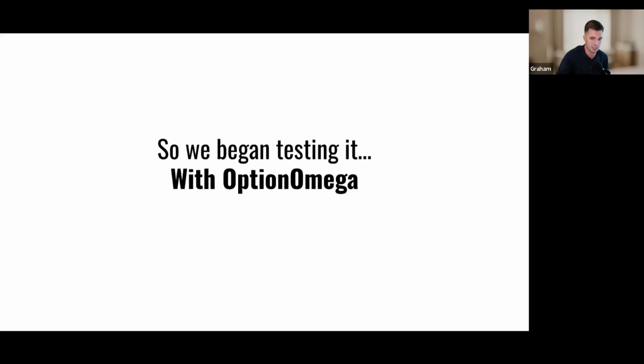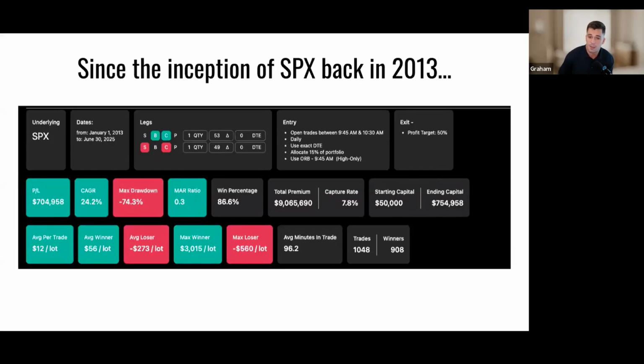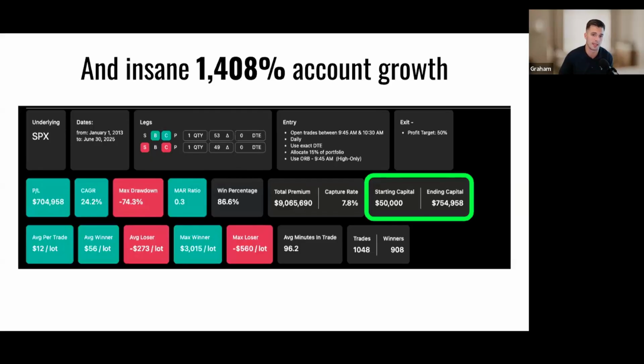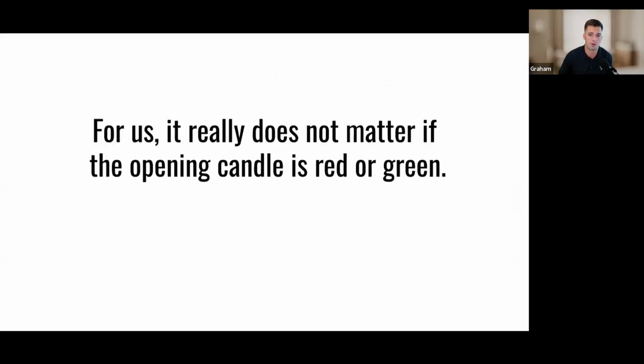So we began testing this strategy with Options Omega, like we typically do, like we've been doing. If you guys have been following along in opening playbook, you know that monster strategy Nate's been slowly building and developing for us. That was with Options Omega. And since the inception of SPX, which is the main ticker I trade, since it was listed in 2013, 86% win rate. Same exact win rate we saw in the testing, and insane account growth.